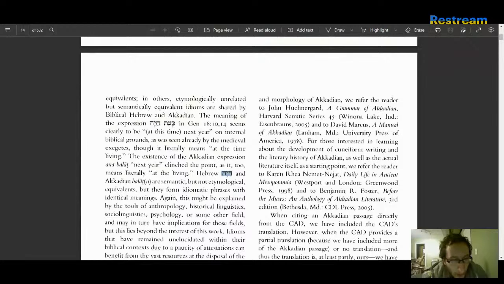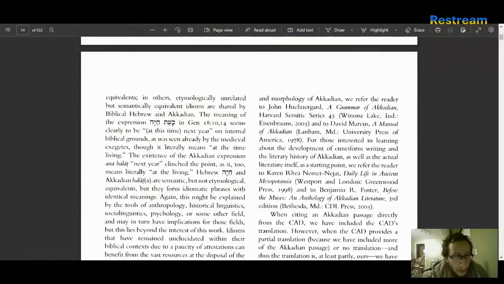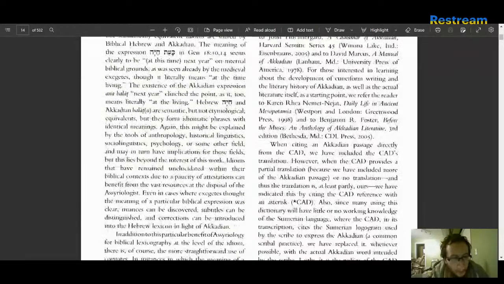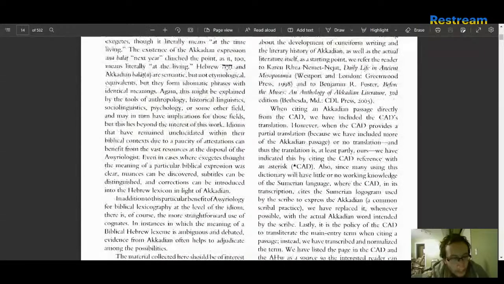This word in Hebrew and the Akkadian balat are semantic but not etymological equivalents, because they both mean life, but they're different words entirely. They form idiomatic phrases with identical meanings. Even in cases where exegetes thought the meaning of a particular biblical expression was clear, nuances can be uncovered, subtleties can be distinguished, and corrections can be introduced into the Hebrew lexicon in light of Akkadian.